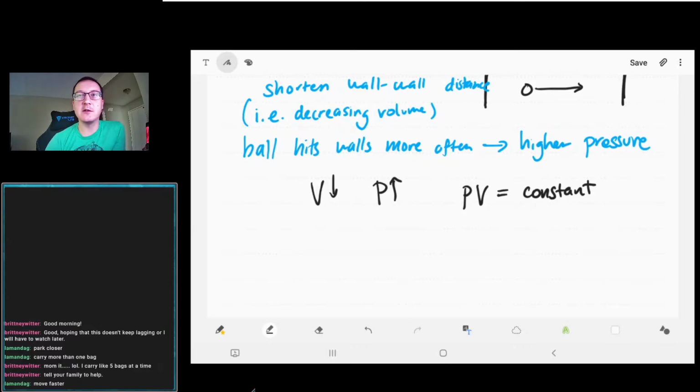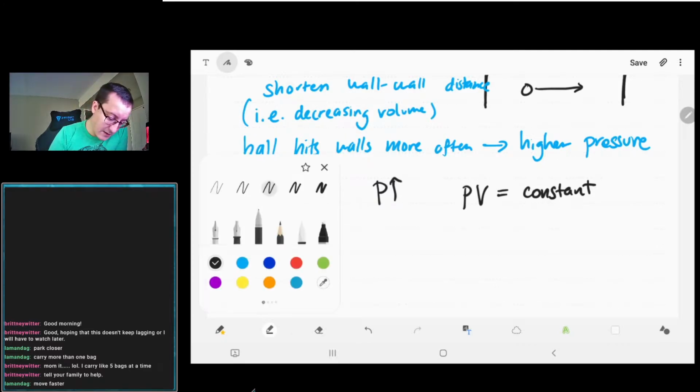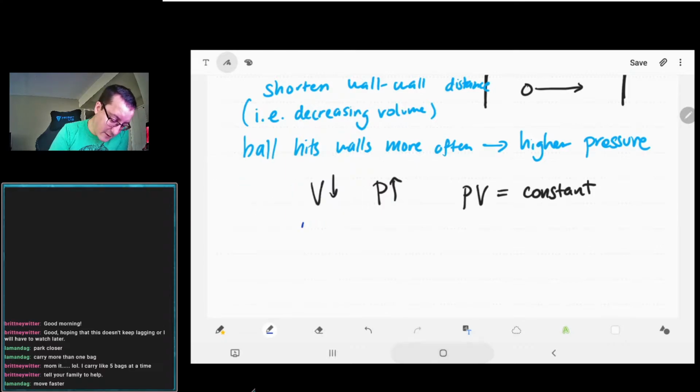So, pressure times volume is going to be constant. That tells us if one of them goes down, the other one must go up, and vice versa. This is what is called an inverse relationship.